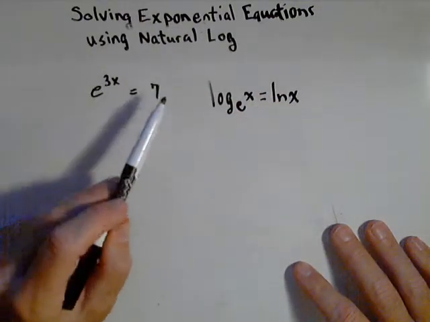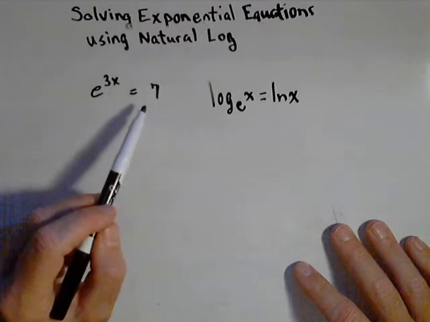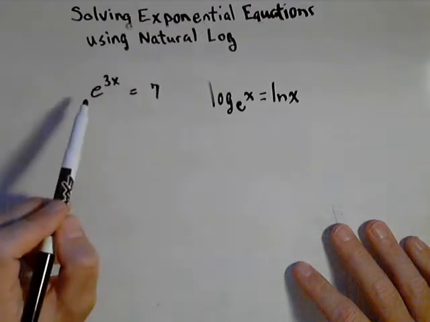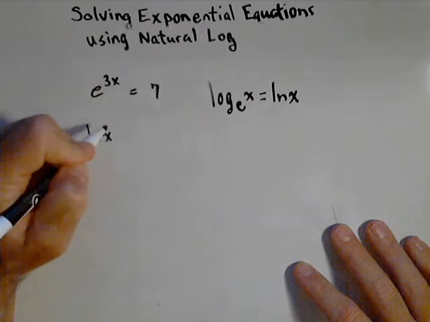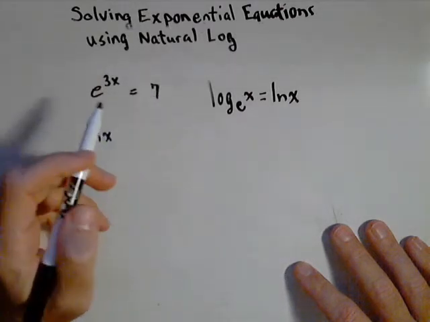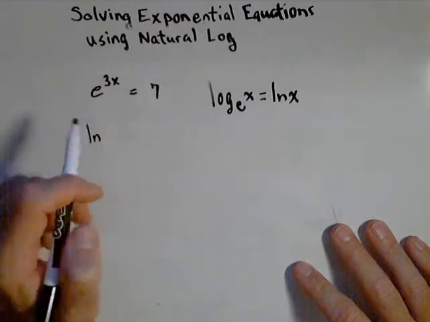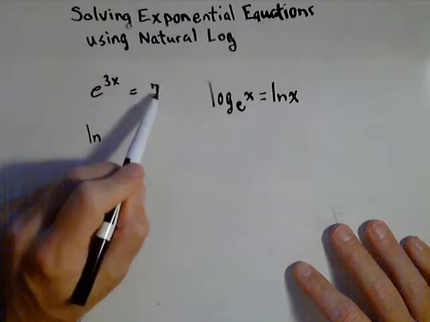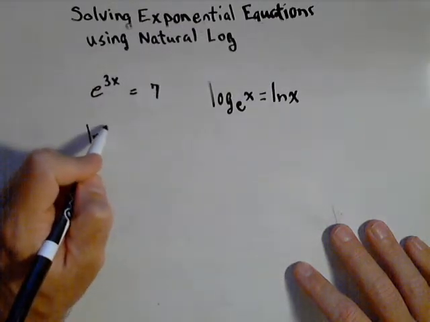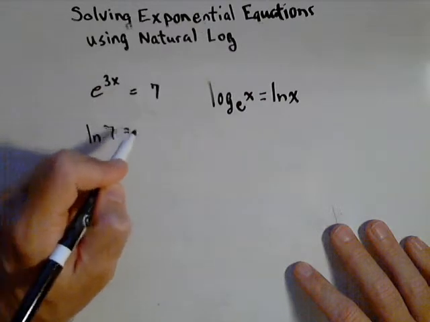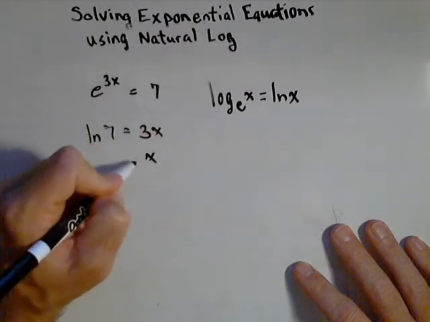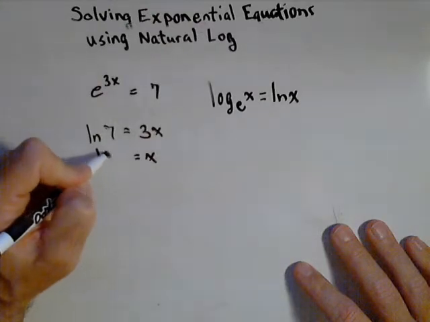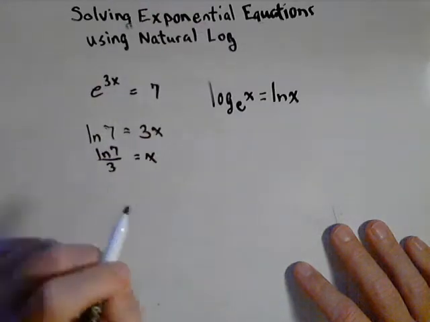So when we have an equation like this, we have two choices on how to solve it. We could rewrite it as a log. So the base is e, so that automatically makes it an ln. We're taking natural log of 7, and that's going to give us our exponent, which is 3x. Last step, divide both sides by 3, we get x equals ln of 7 over 3.